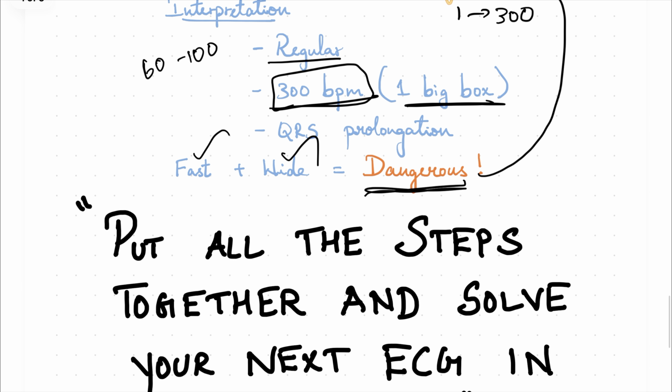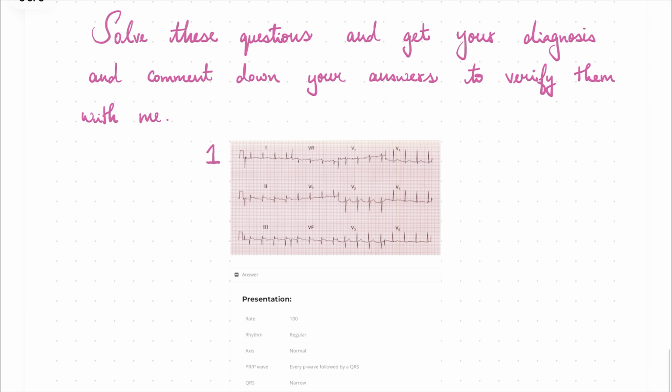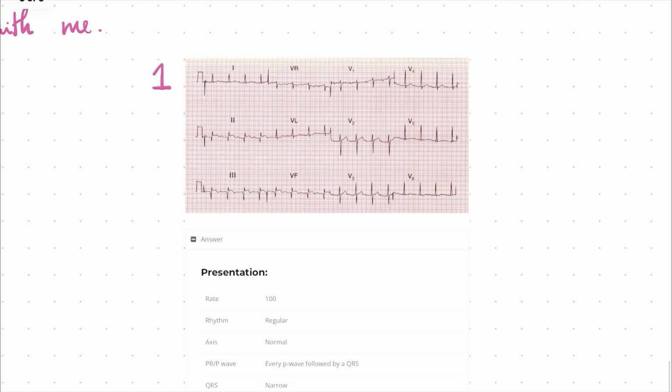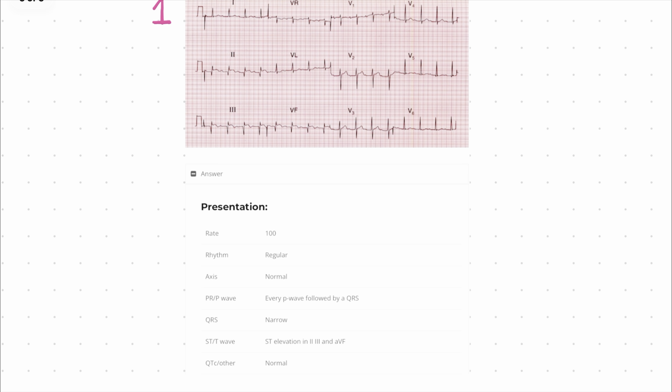Now putting all the steps together and solve your next ECG in just seconds. Now I've given you these questions to get your diagnosis. Now verify each one of them. Plot your answers beside the steps I've given you so that you get the rate, rhythm, axis, QRS, ST prolongation, ST elevation, QT prolongation, if the P wave is present or absent, and you get your diagnosis.